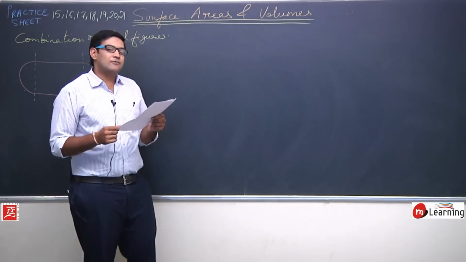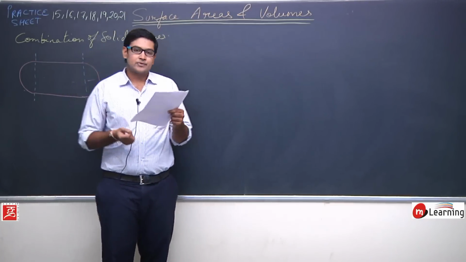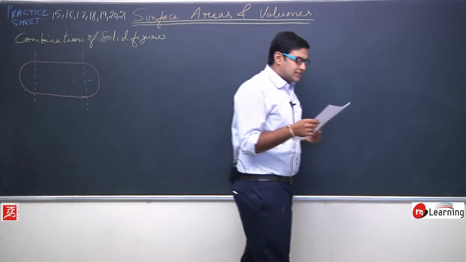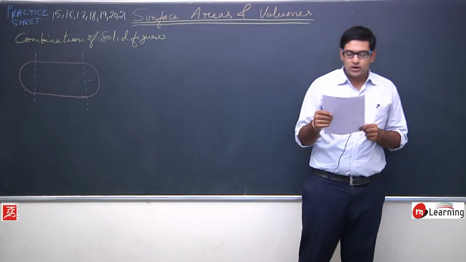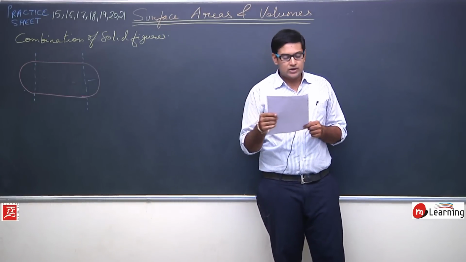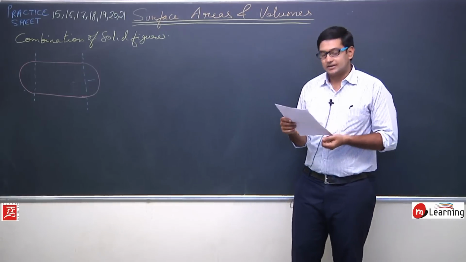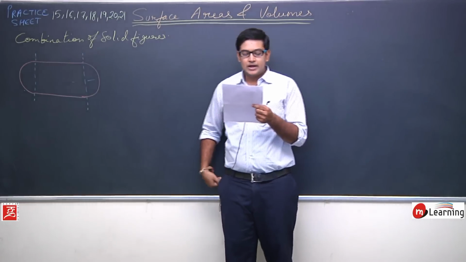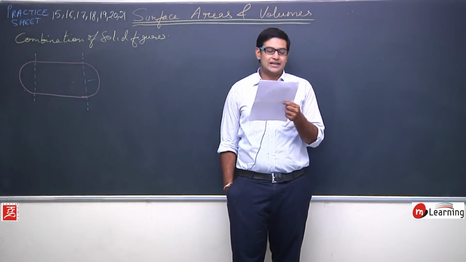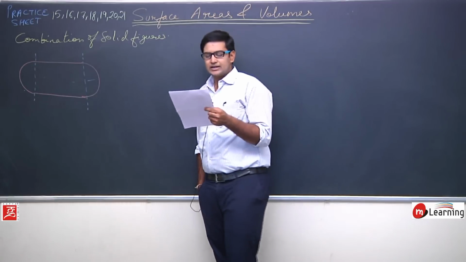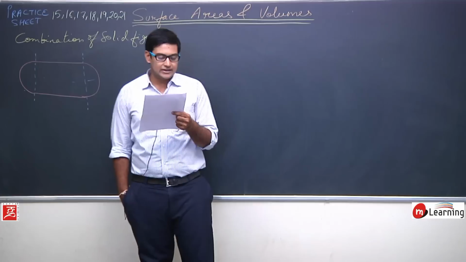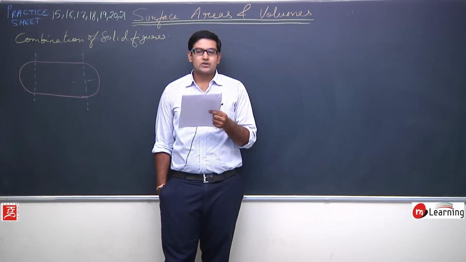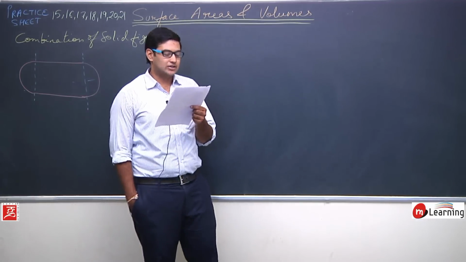We are going to solve the 15th question from the practice sheet. Question number 15 in the practice sheet says: a vessel is in the form of a hollow hemisphere mounted by a hollow cylinder. The diameter of the hemisphere is 14 centimeters and the total height of the vessel is 13 centimeters. Find the inner surface area of the vessel. Okay, so let us try to understand the concept.